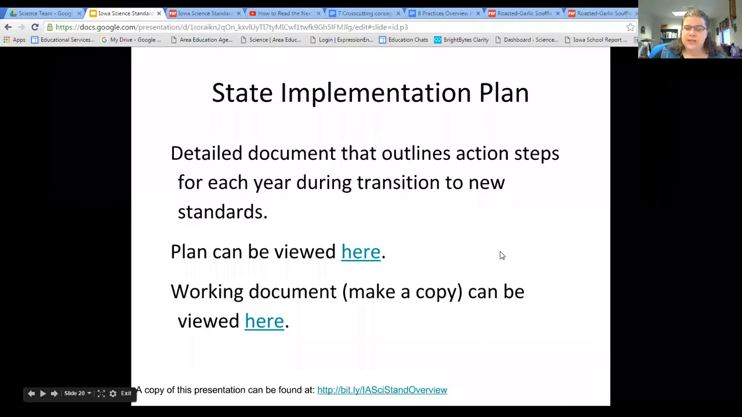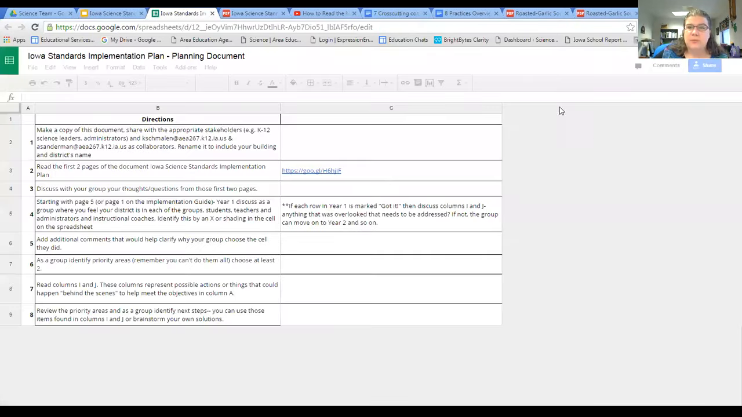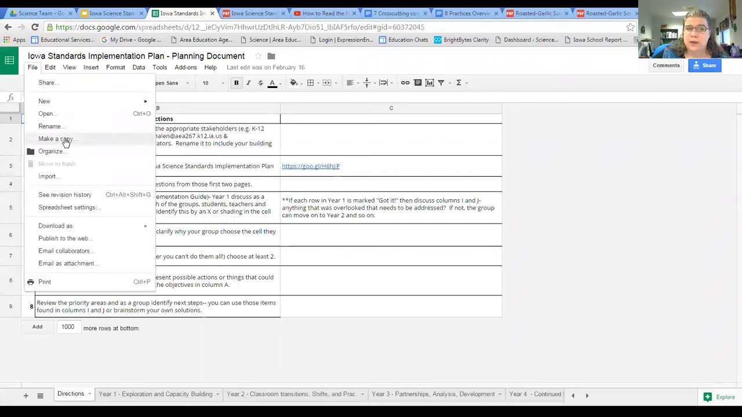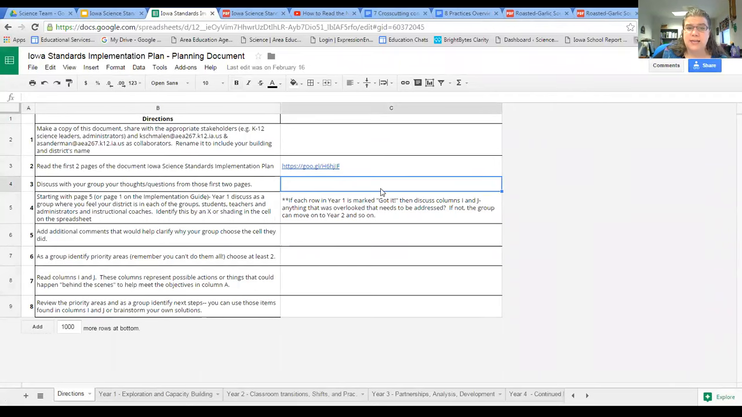AEA 267 has also taken that information and made a working document. That is available here. You will want to make a copy for yourself because you will not have editing rights on this version. So when you get here, you can simply go to File and choose Make a Copy, and then make a copy that you and your district will be able to utilize.